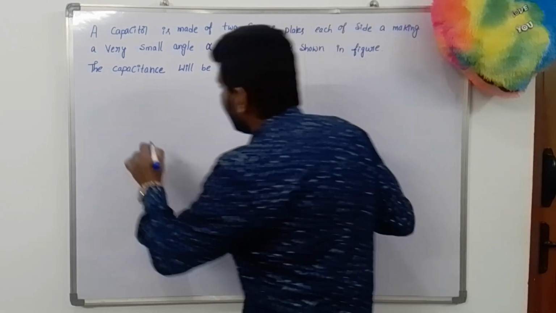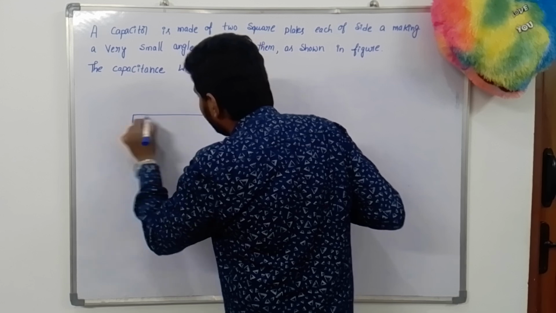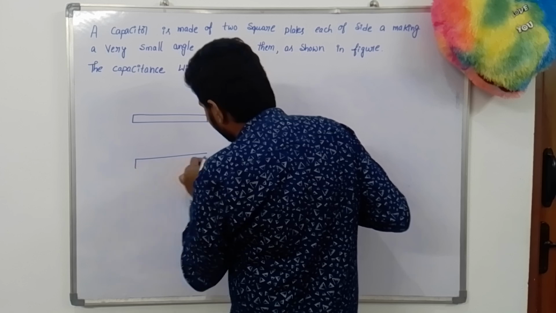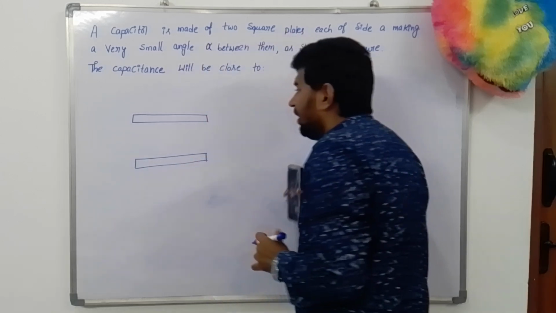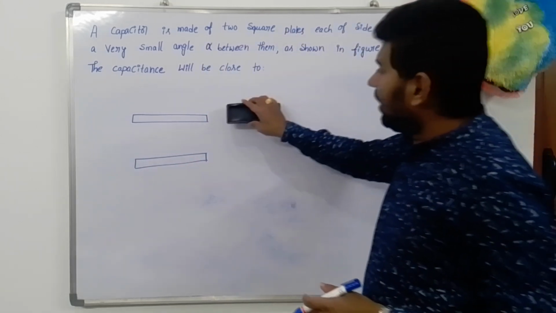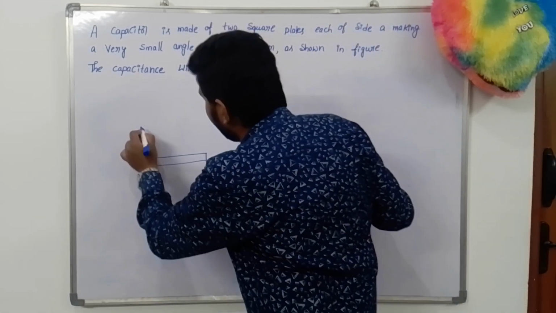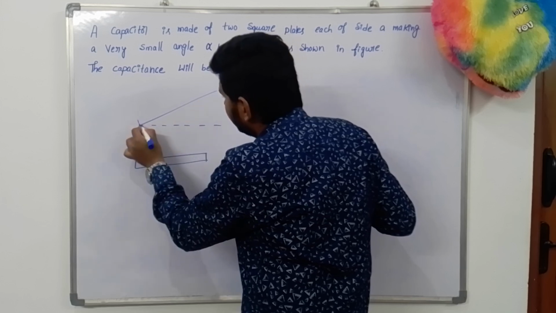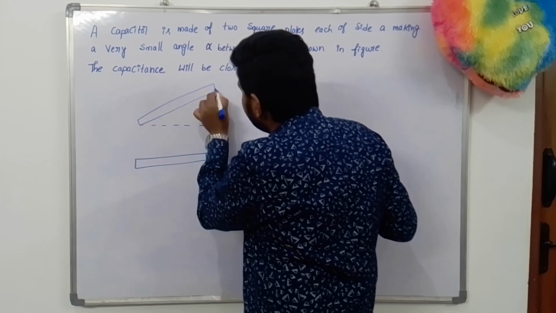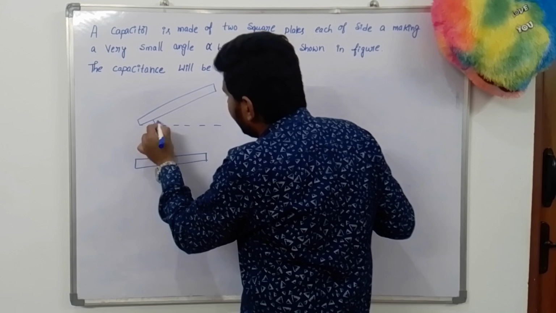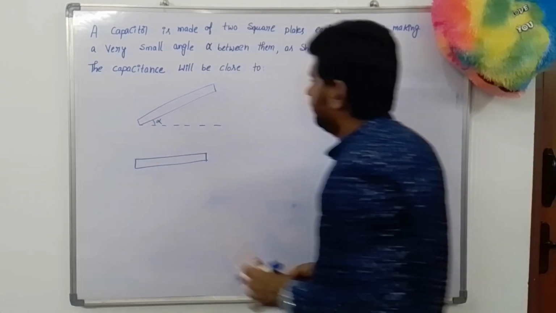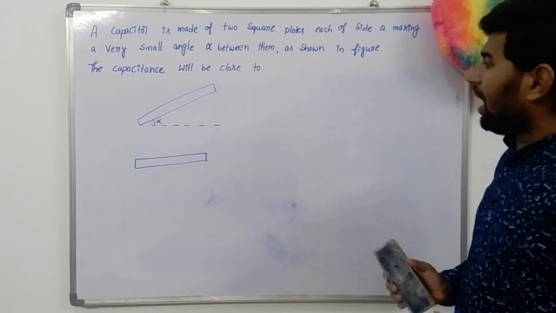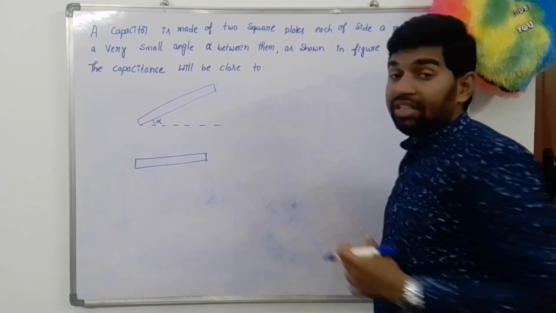First of all, the capacitor has two plates. These are the two plates of the capacitor. Now what is the condition given? The plates of the capacitor are making an angle. Let us consider it is making an angle alpha, and let us consider that alpha is very small. Now we have to find out the capacitance of these two plates.